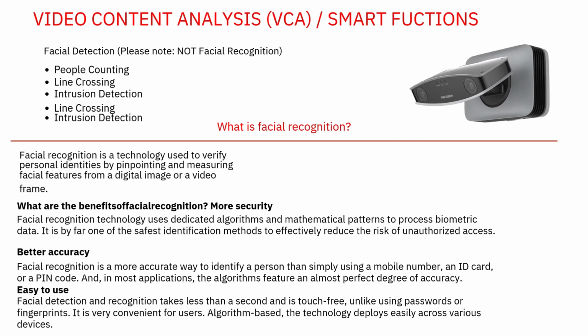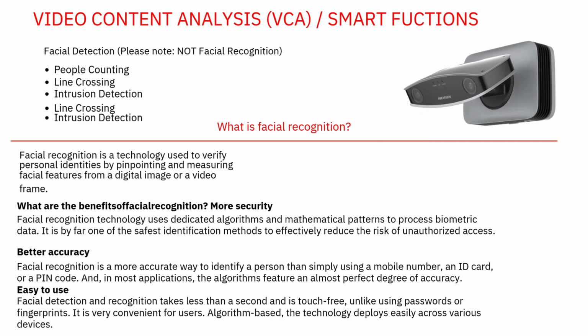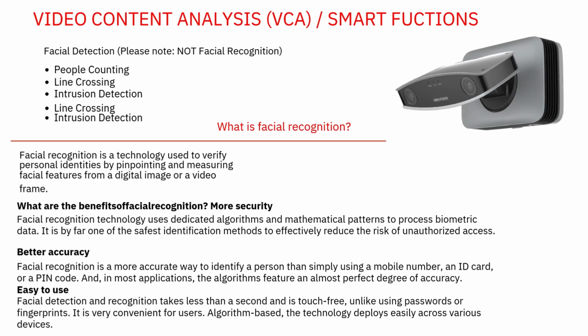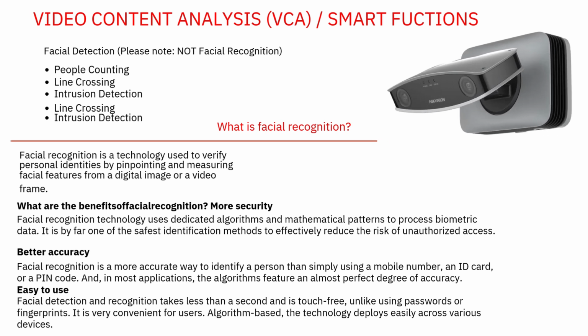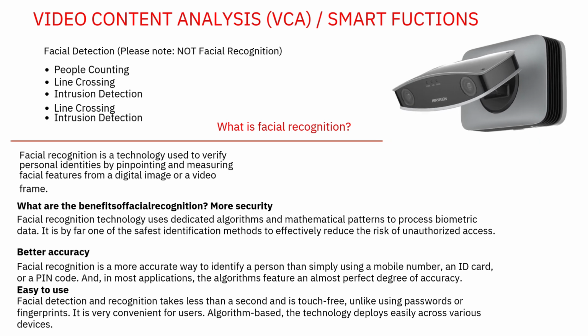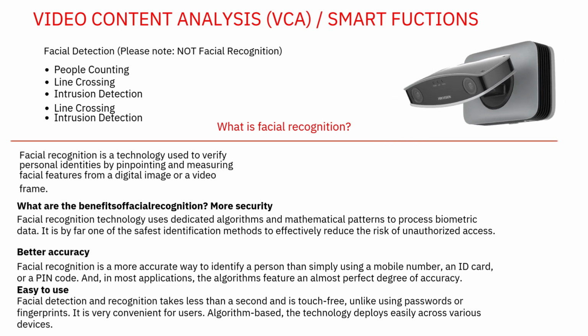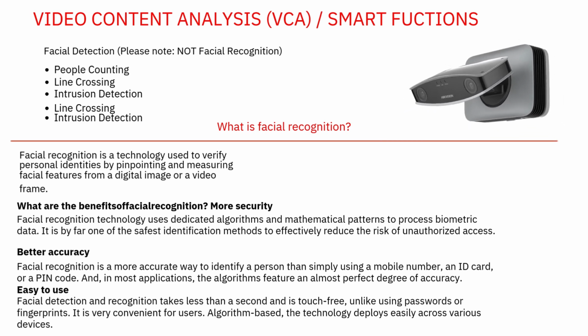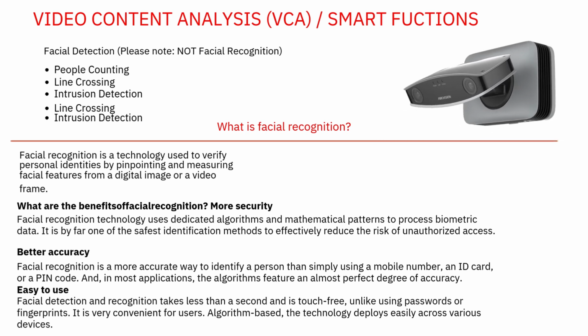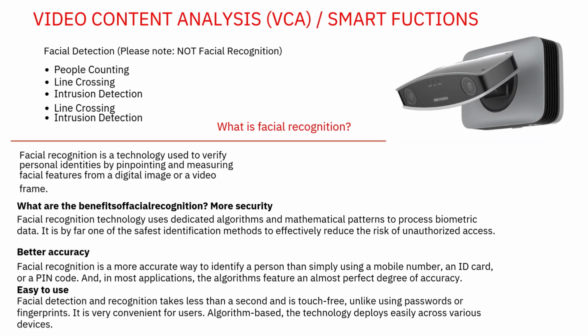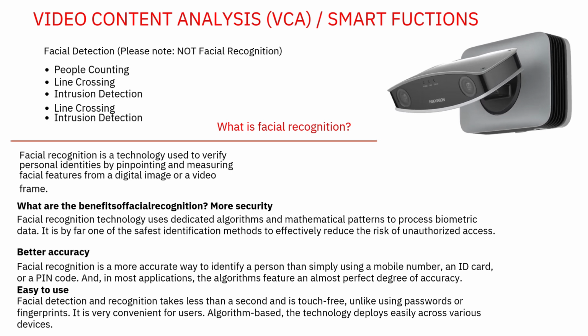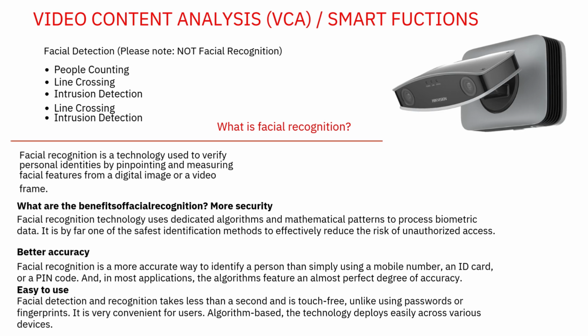Okay, so that's that. Let's talk about video content analysis, which is VCA. Some people call it smart functions. This is basically using AI intelligence and algorithms to analyze video and make certain decisions. The popular smart functions or video content analysis that are very popular in almost every camera in Nigeria or in the world right now is people counting, which is basically a camera that can count the number of people going in and out of a place. We have line crossing detection, we have intrusion detection, we have basically three of them.